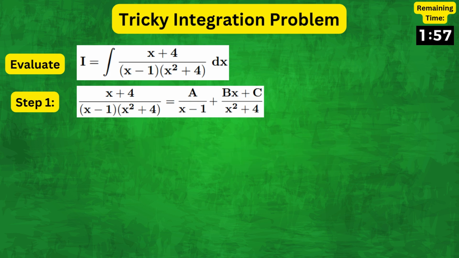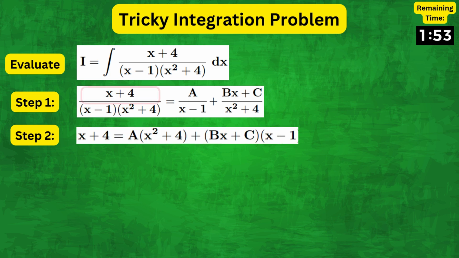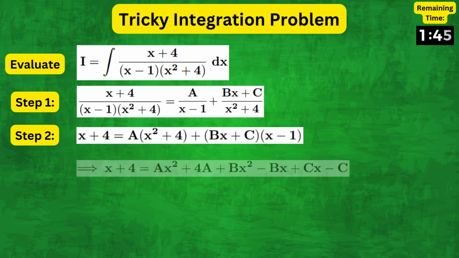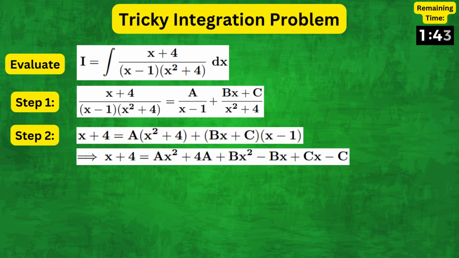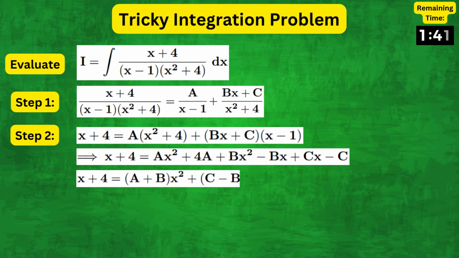Now, multiplying both sides by this denominator, we get the equation x plus 4 equals A times (x squared plus 4) plus (bx plus c) times (x minus 1). Now, expanding the right-hand side and grouping all the like terms, we get the equation x plus 4 equals (a plus b)x squared plus (c minus b)x plus (4a minus c).